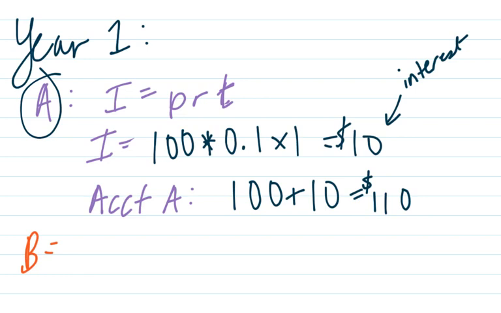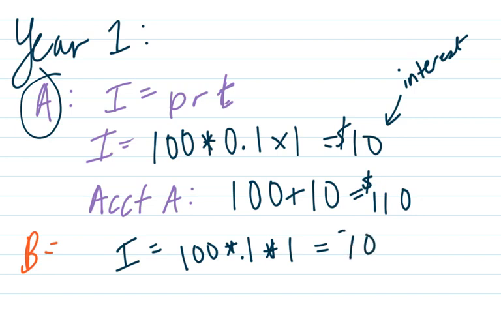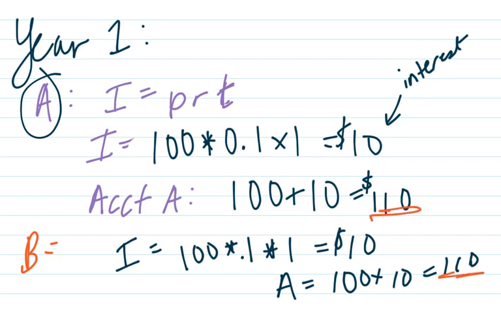Now for account B, year 1, we're starting with the same amount, and we're going to treat this like it is simple interest. So the principal is $100, the rate is 10%, and the time is 1 year. So now we get that the interest was $10 and the amount in account B would be $100 plus $10, which is $110. So at the end of the first year, they have the same amount in their accounts. But at year 2, something interesting is going to happen.